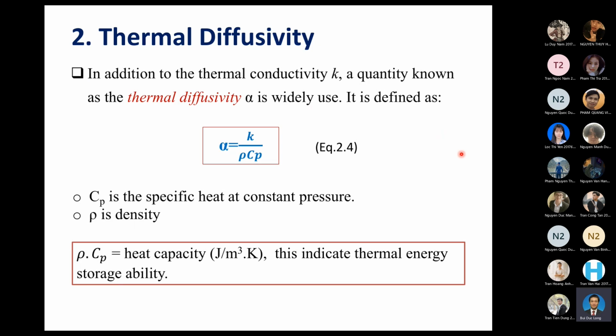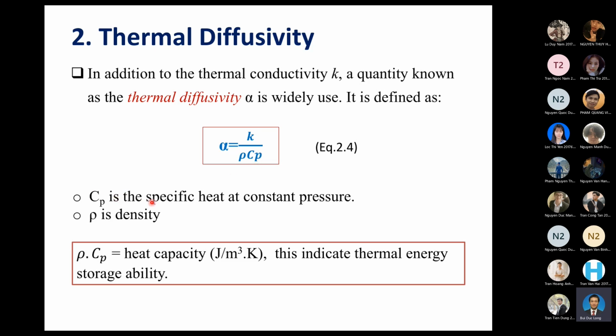Okay, so the second one we have is thermal diffusivity. Besides thermal conductivity, we have a quantity known as the thermal diffusivity, alpha, which is widely used, especially for the study of thermal materials. It is defined as alpha equal to k divided by rho Cp.